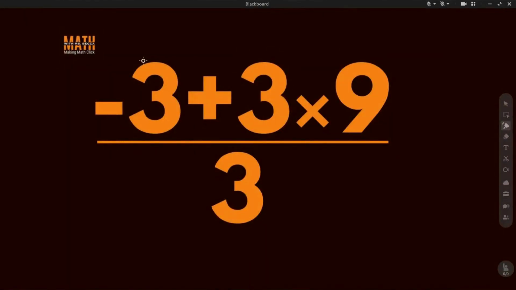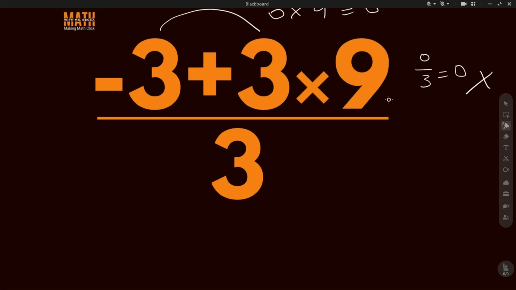Negative 3 plus 3 will give 0. 0 times 9 is equal to 0. And then we have 0 over 3 to be equal to 0. This is wrong.